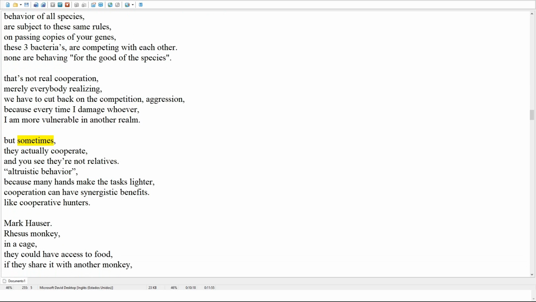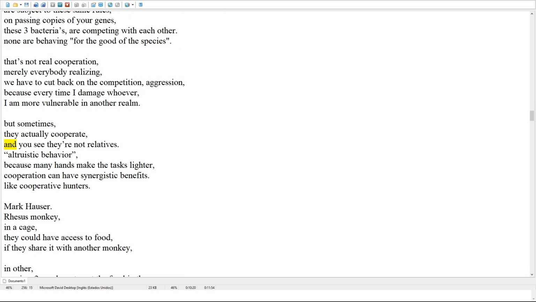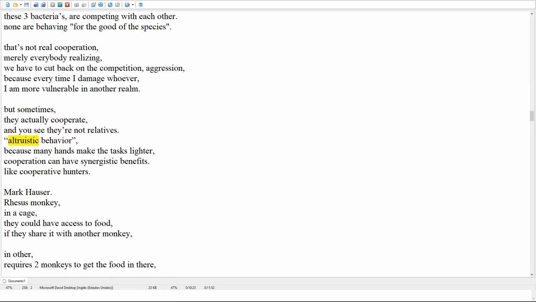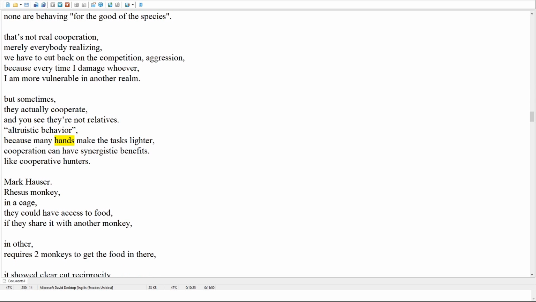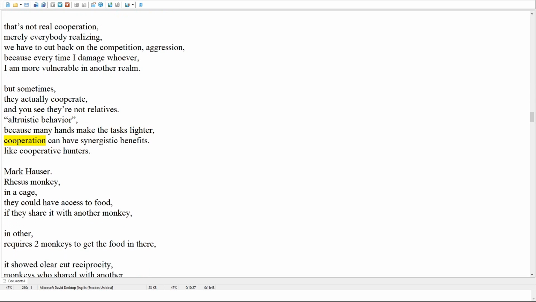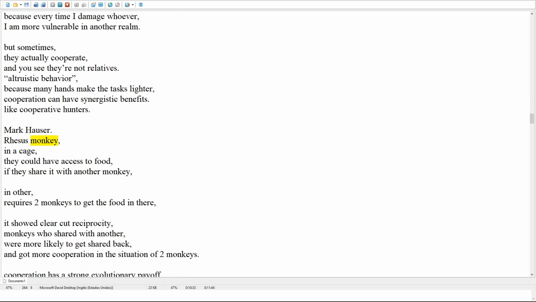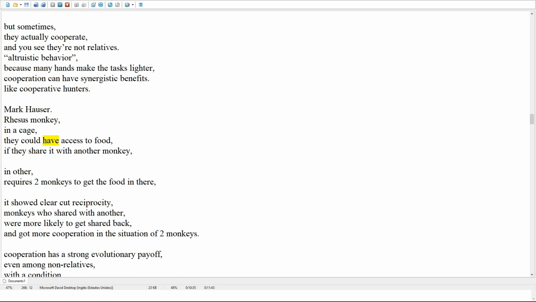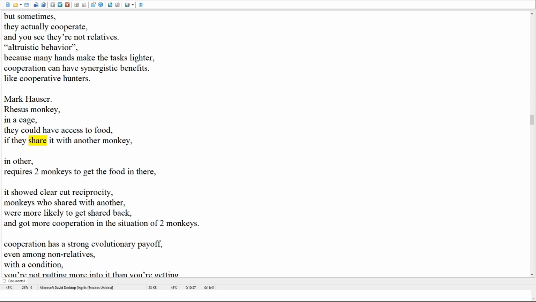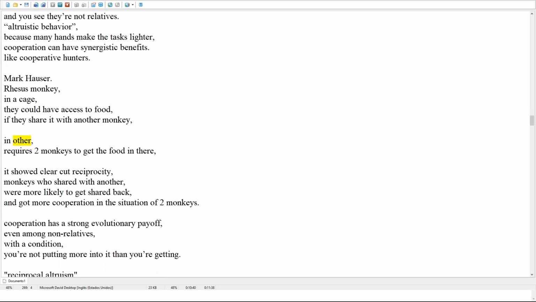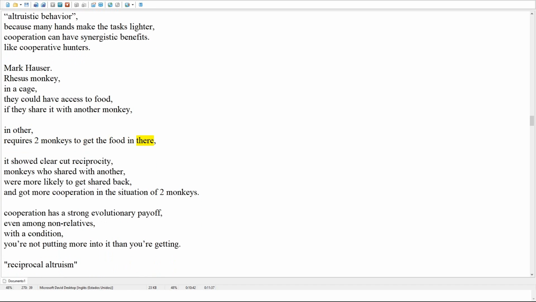But sometimes they actually cooperate, and you see they're not relatives. Altruistic behavior, because many hands make the tasks lighter. Cooperation can have synergistic benefits, like cooperative hunters. Mark Hauser: rhesus monkeys in a cage. They could have access to food if they share it with another monkey. In another setup, it requires two monkeys to get the food in there.